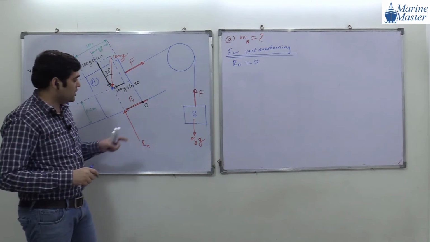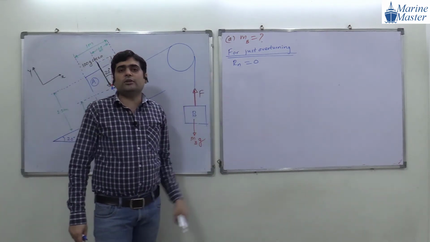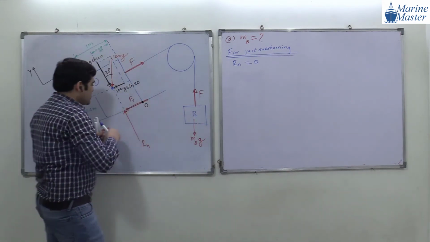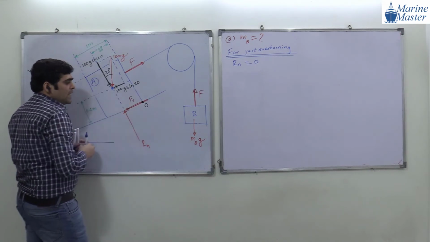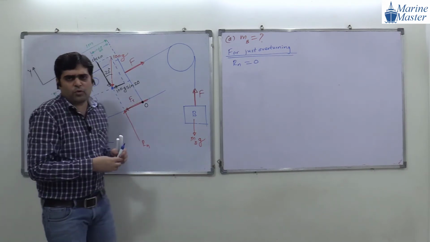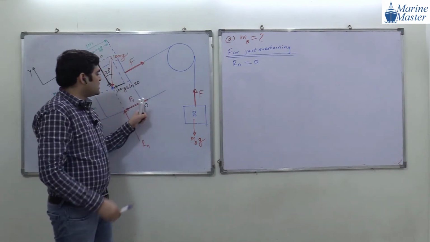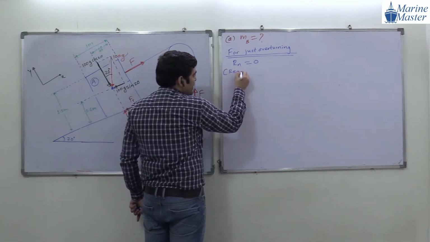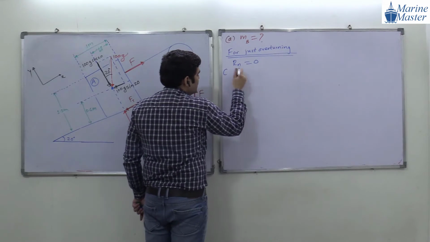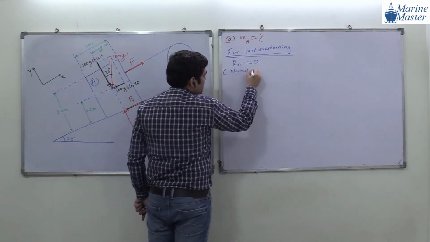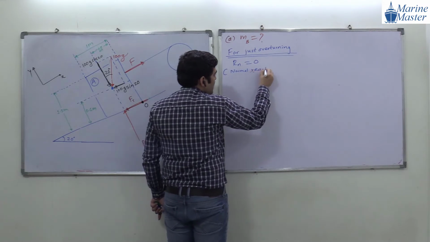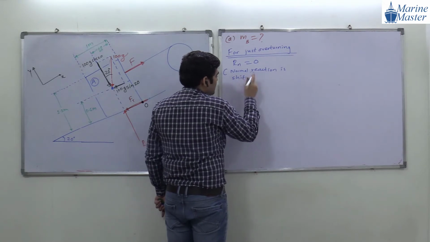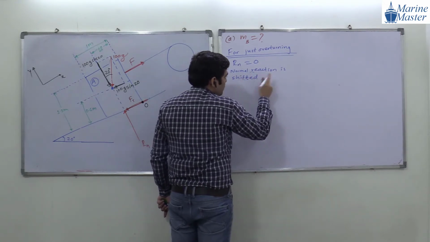Now try to see the scenario here. Any doubt in this Rn equal to 0? Why is it 0? Because it is just touching. If there is a just-touching scenario at this point, there is no reaction force by the ground at this point. Whatever the reaction force, it will come to point O. So I am saying the normal reaction is shifted to point O.